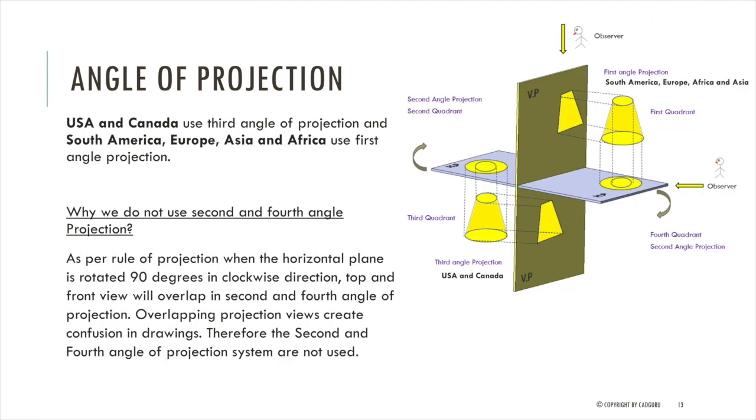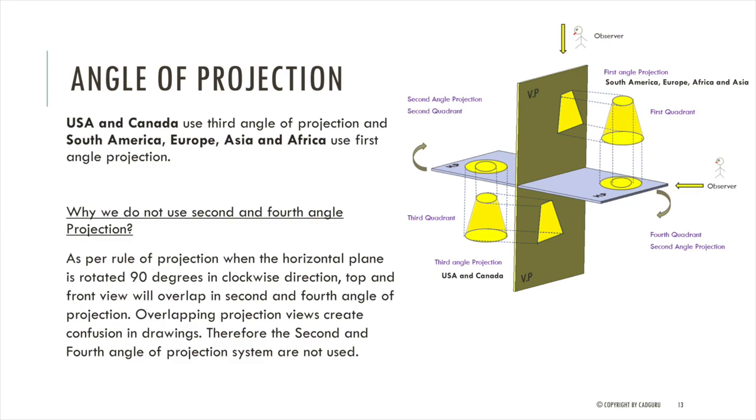Since we know all the projection angles and how we place the object in each quadrant and plane of projection, let's see which angle of projection is being used. So the USA and Canada use third angle of projection, and South America, Europe, Asia, and Africa use first angle of projection. I really don't know why we don't use just one angle of projection.